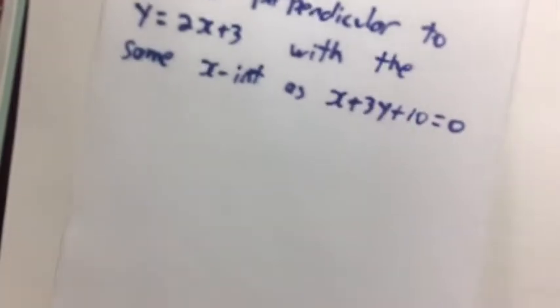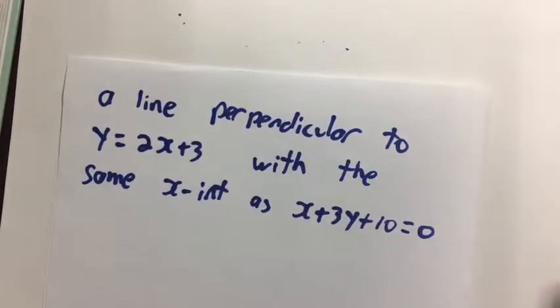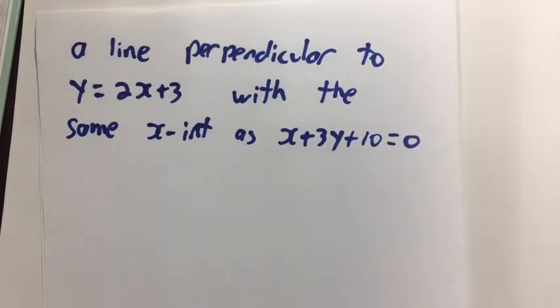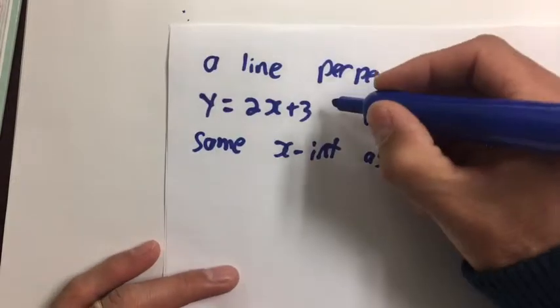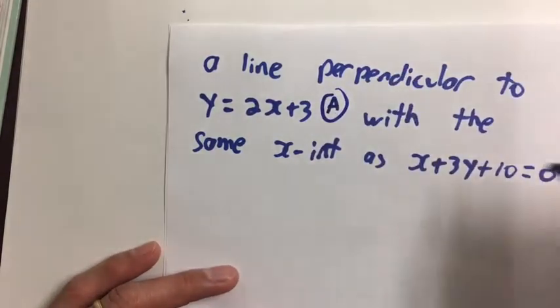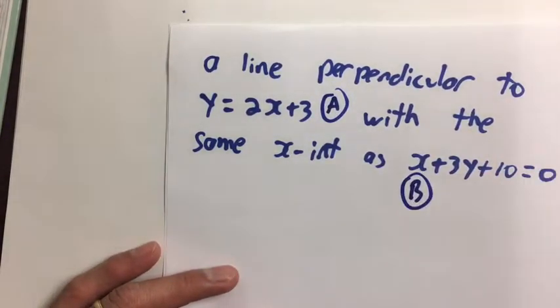Okay, the next question is very similar to that. It's just a little bit trickier because the information is a little more hidden, and it's the x-intercept we're given, not the y-intercept. A line's perpendicular to y equals 2x plus 3 with the same y-intercept as x plus 3y plus 10 equals 0. Okay, so I'm going to label my first line in here. I'm going to call that A, and I'm going to call that one B.